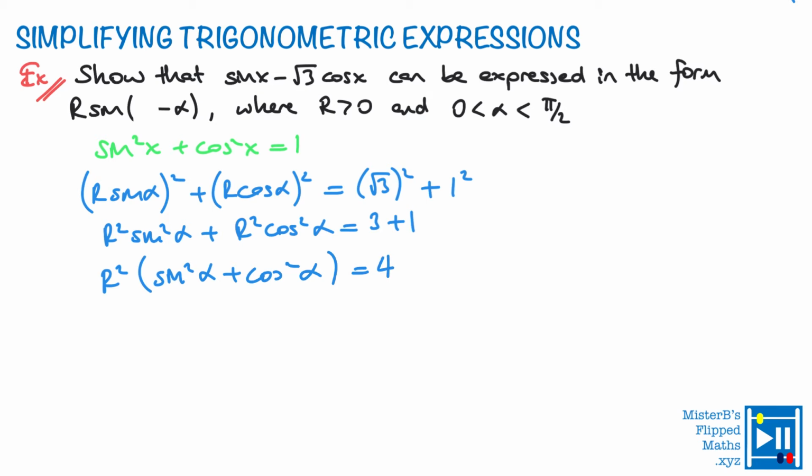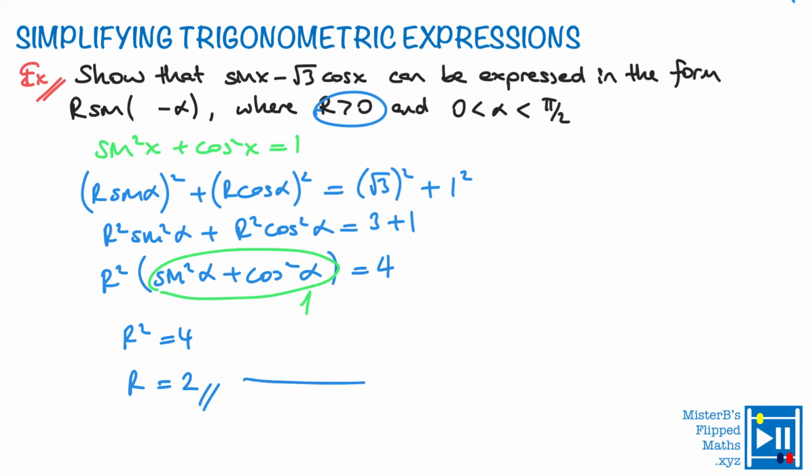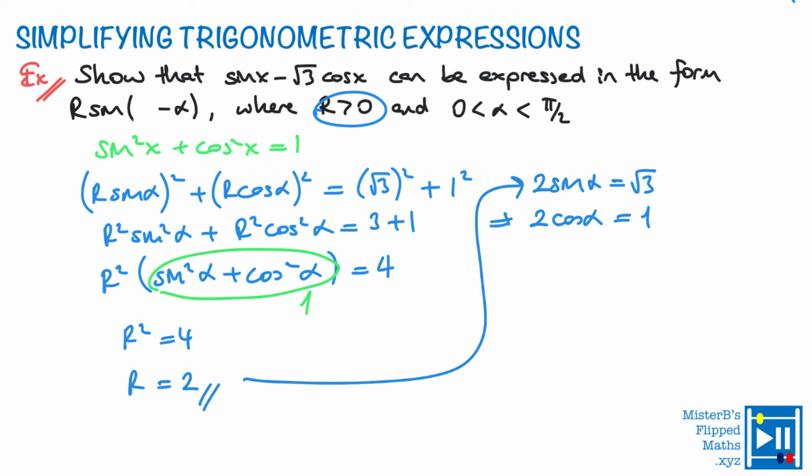And we know that sine squared alpha plus cosine squared alpha is 1. So basically, I end up with r squared being 4 and r being 2. Not minus 2 because r is given to be positive. Now that I know r is 2, I can write down the value of r into those equations. So it's going to be 2 times sine alpha being root 3 and 2 times cosine alpha being 1. I can use any one of those to find out the value of alpha. So let's use this one.